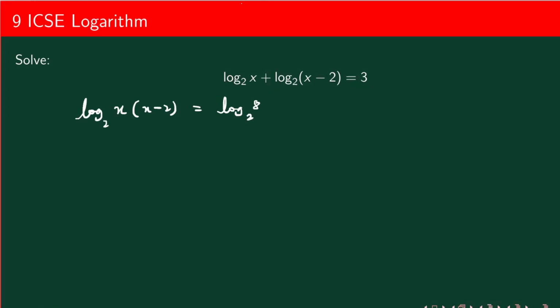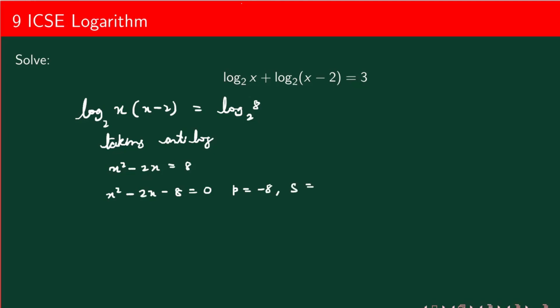Okay. Again, I'm saying if you don't want to write this, you don't need to write it. You have to convert the logarithmic form to exponential form. So here this is taking antilog. So you get x square minus 2x as 8, x square minus 2x minus 8 as 0. Again, the product is minus 8 and the sum is minus 2. Answer is minus 4 and 2. So x square minus 4x plus 2x minus 8 as 0.